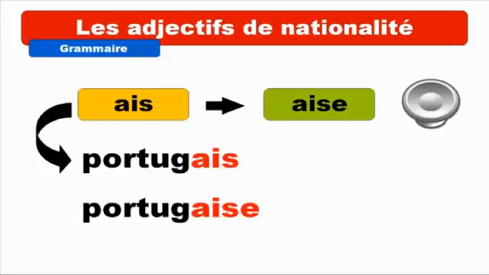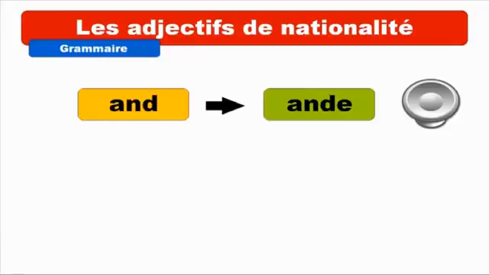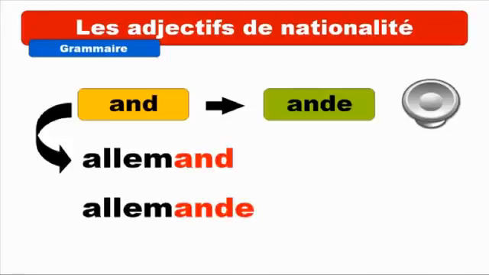Okay, so let's have an example. Portugais, repeat. Portugaise, repeat. Okay. And then en, so A-N-D, final D is not pronounced, so it's en, and feminine form is and. Okay, so you can see that the final E in the feminine form only gives you the possibility to pronounce the D, okay? And. Alright, so let's have an example.